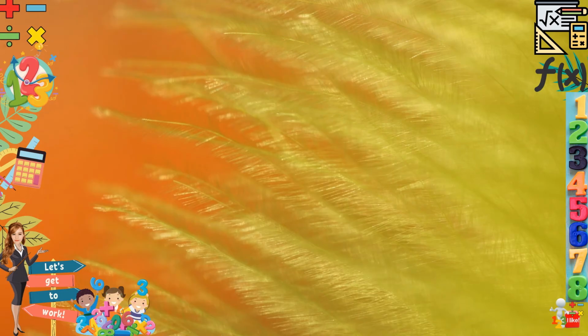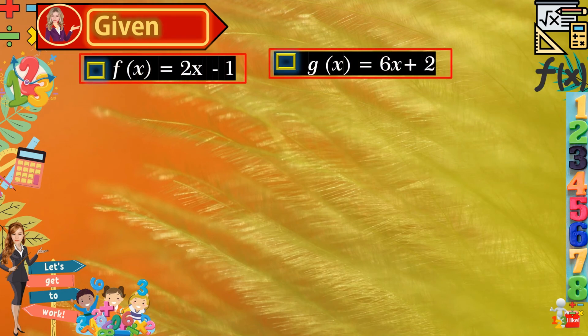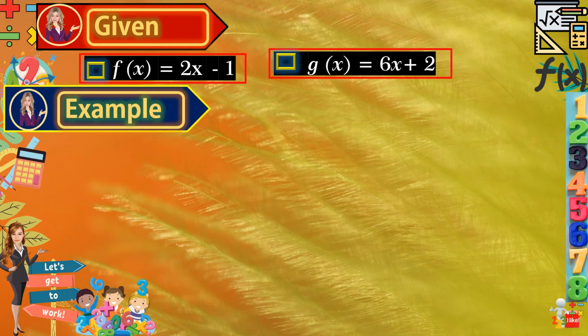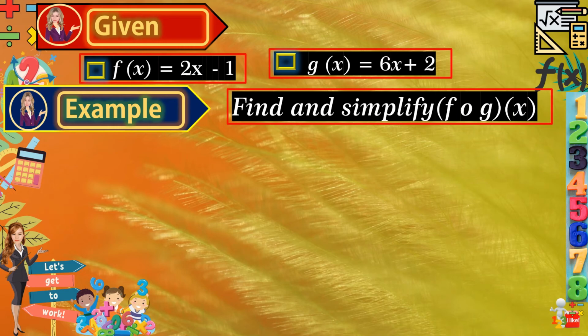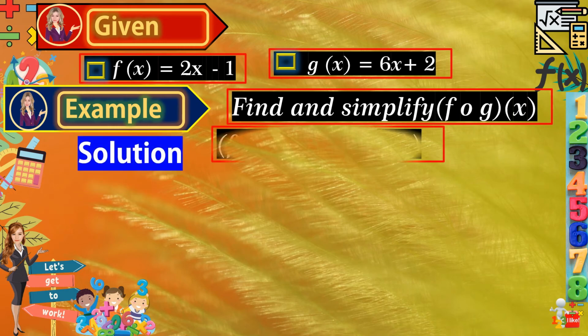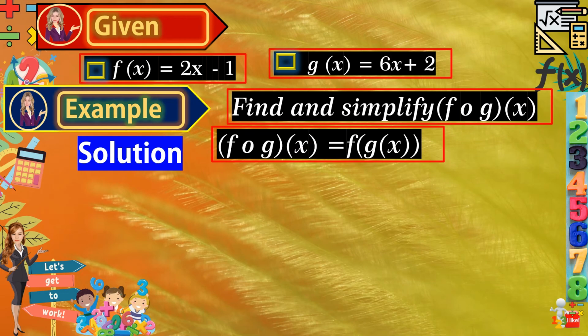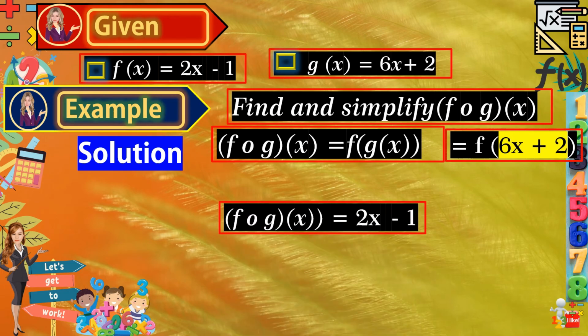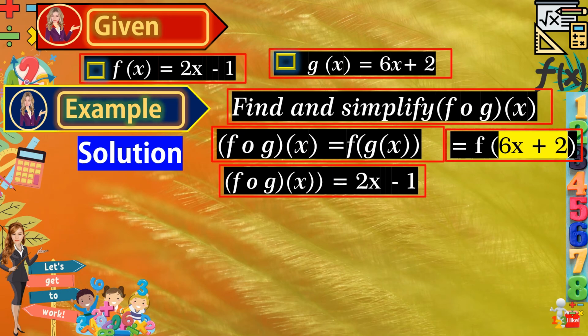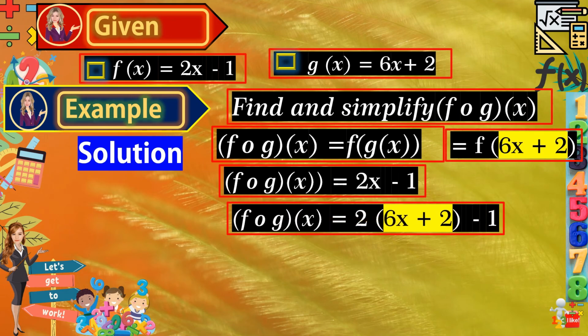For our last example, you need to find and simplify f composed with g of x, meaning your g of x will be the domain of your f of x. So your solution, f composed with g of x, is equivalent to f of g of x, or simply write f of 6x plus 2, because that is the given for your g of x. Let us copy the given for f, which is 2x minus 1. Then, substitute the value of our g of x, which is 6x plus 2.